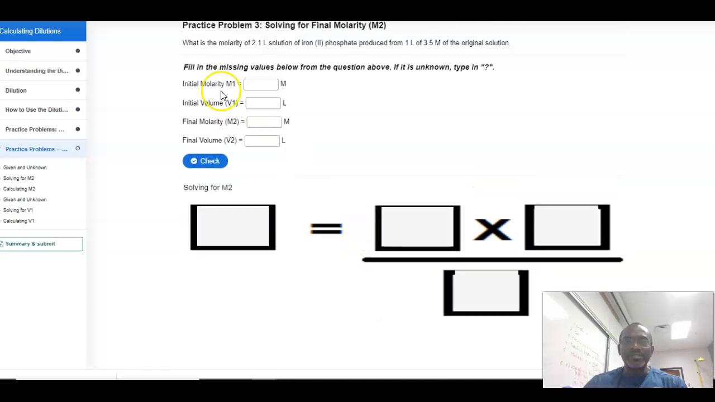So read the question. It says, what is the molarity of 2.1 liter of solution of iron 2 phosphate produced from, so it's telling you already this is the initial volume and this is the initial molarity. Initial volume V1, and this is your V2, 3.5. Which means that 2.1 is your V2, which is your 2.1 liters. So your M2 is the unknown.